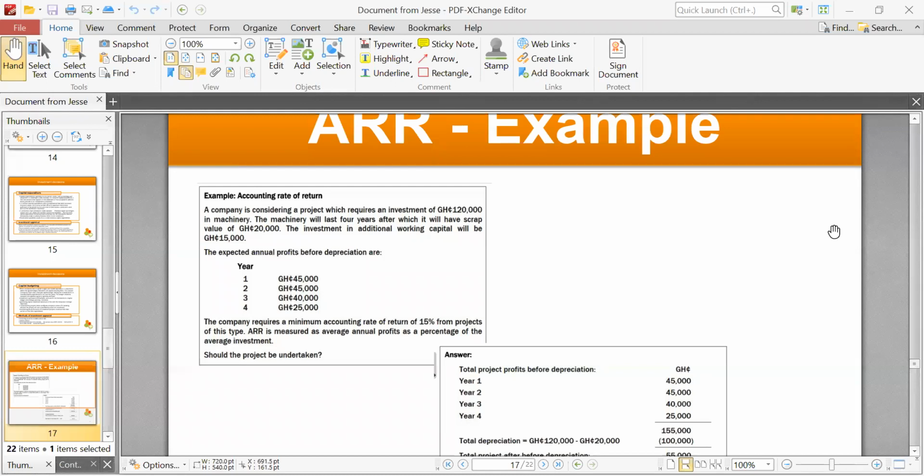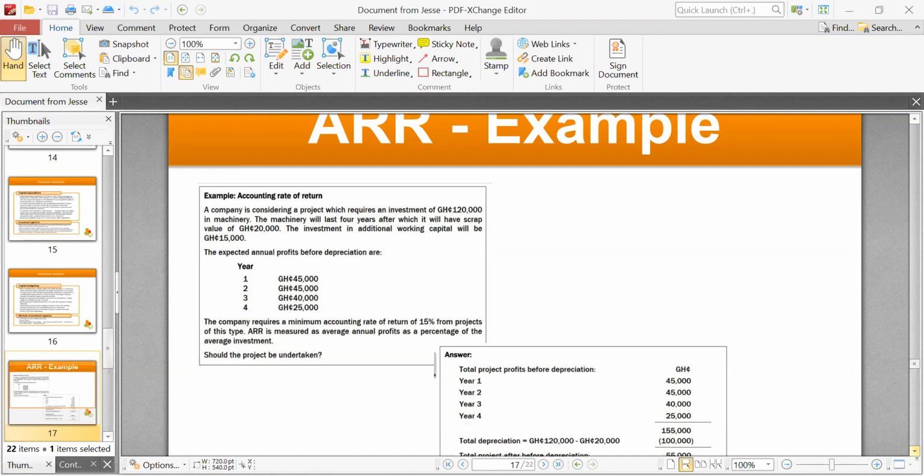ARR is measured as average annual profit as a percentage of the average investment. Should the project be undertaken? So that's the question. This is a simple question on ROI or ARR. So first off, how do you think you approach a question like this? Very, very simple.